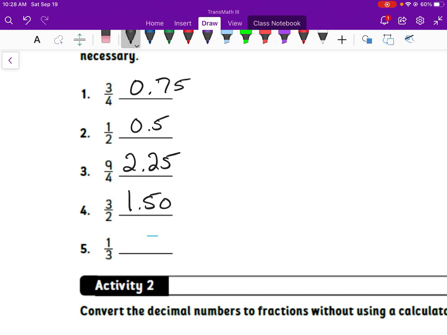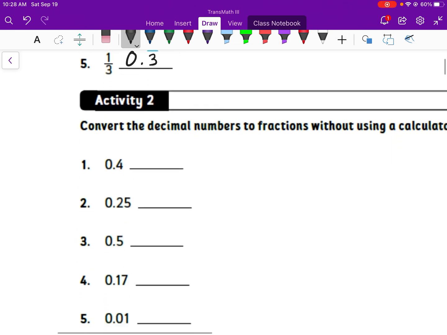And then 1/3, okay, it's another common one that we use. If you remember, 0.333 repeating, okay? So that's where we have that line in there as well.